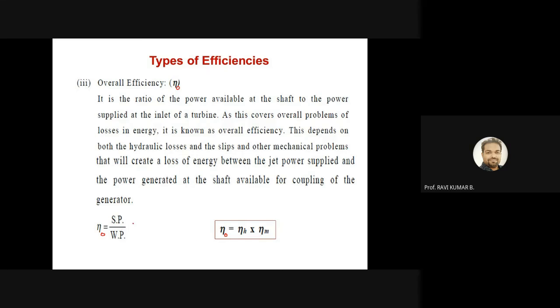How are you doing so? You can arrange it like this: shaft power divided by runner power, into runner power divided by water power. You know this one is hydraulic efficiency, and this is known as mechanical efficiency, just now we have defined. So the product of these will give the overall efficiency. Clear? So like that, you can define the efficiencies of the turbine.